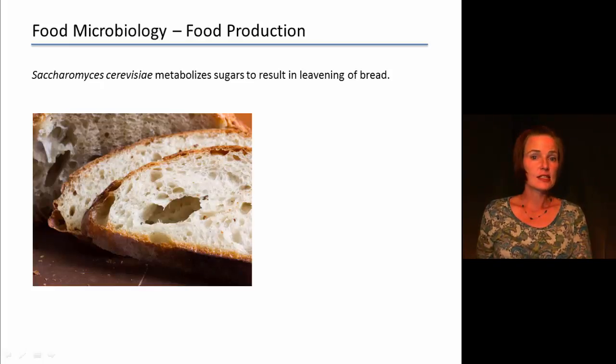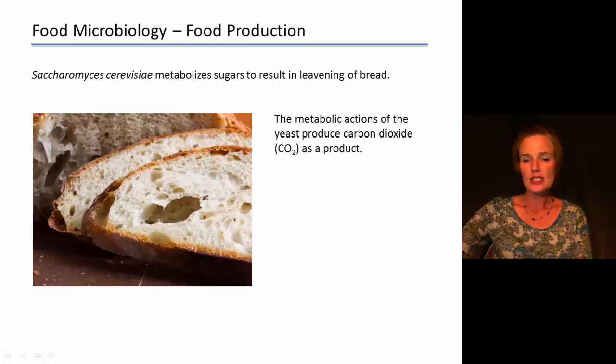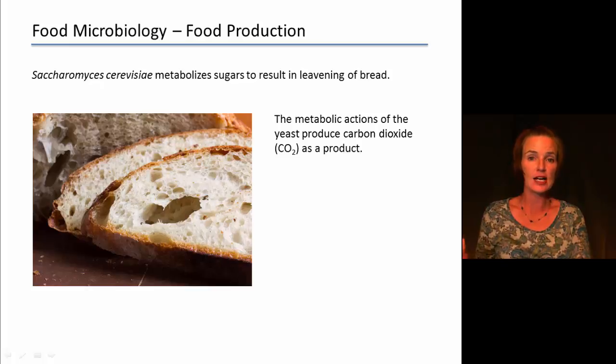Saccharomyces cerevisiae is a yeast, and this particular yeast metabolizes sugars, and the result of that metabolism of sugars is going to be that it leavens bread. And that leavening means that it's going to raise the bread, and we see an example of leavened bread or raised bread in the image right here. The way that that is going to happen is because the metabolic actions of the yeast itself are going to result in the production of carbon dioxide as a product. That carbon dioxide is a gas, and that gas production is going to create the holes that you do see in bread products.